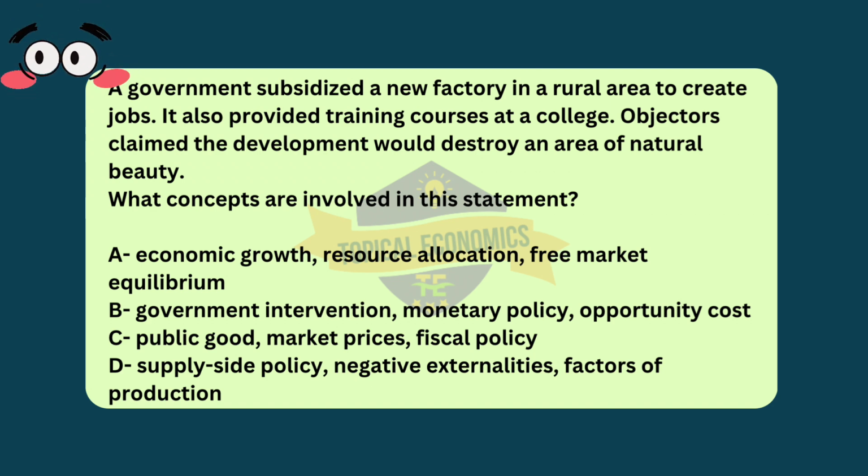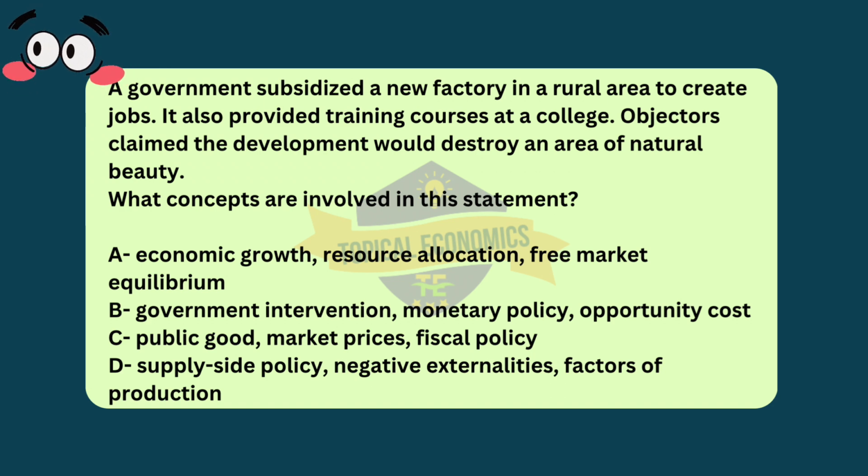The correct answer to the statement about supply-side policy is option D. Supply-side policy, negative externalities, factors of production. Supply-side policy refers to government actions designed to increase the productive capacity of the economy by improving the efficiency and productivity of factors of production, such as labor, capital, and entrepreneurship. Common supply-side policies include tax cuts, deregulation, investment in education and training, and improving infrastructure.